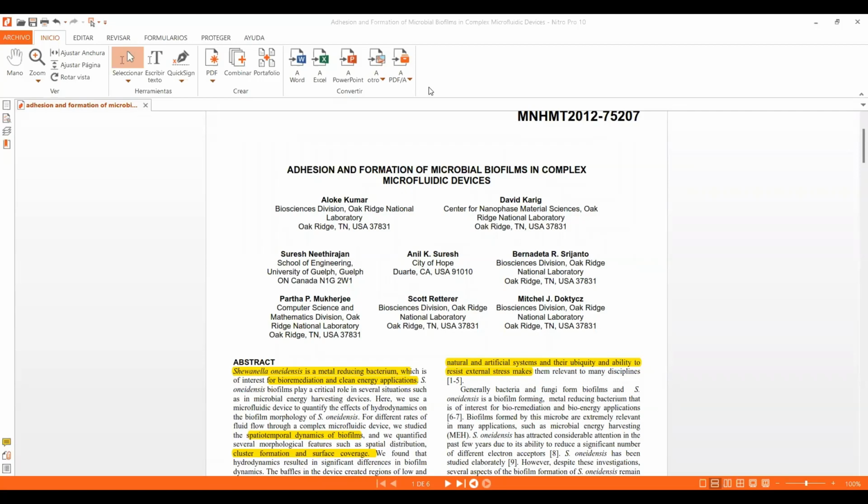Hello, today I'm going to present this paper, Adhesion and Formation of Microbial Biofilms in Complex Microfluidic Device.